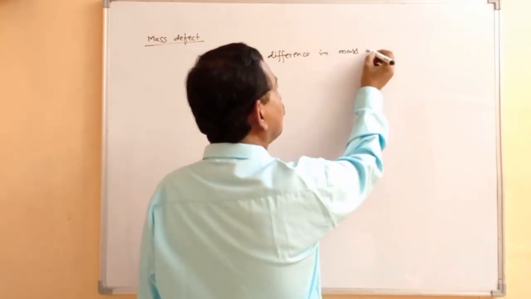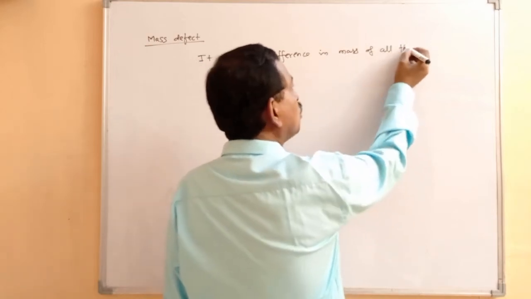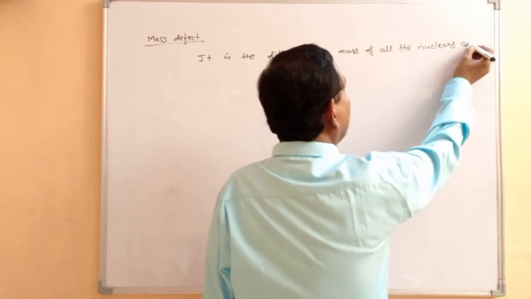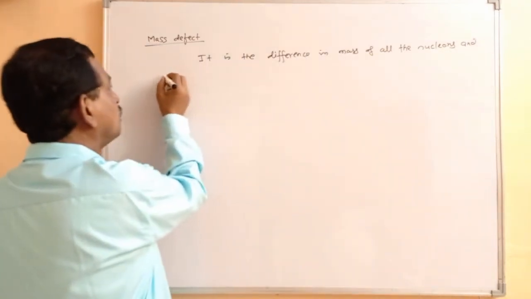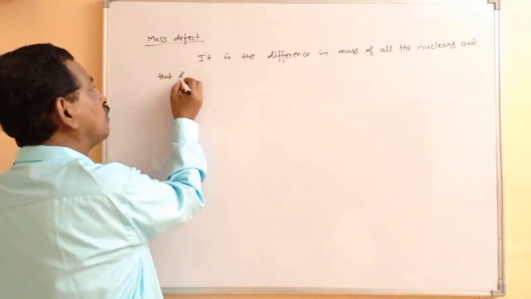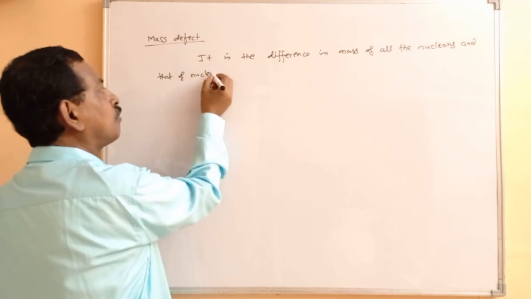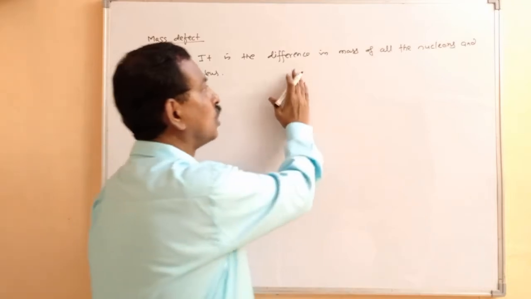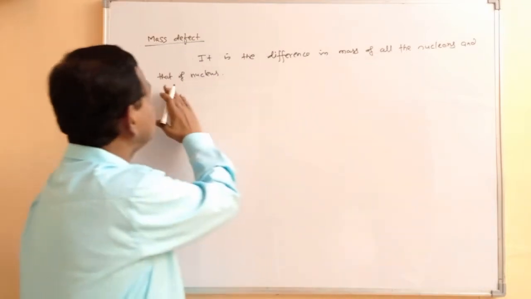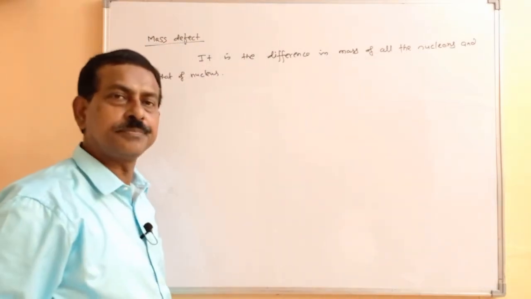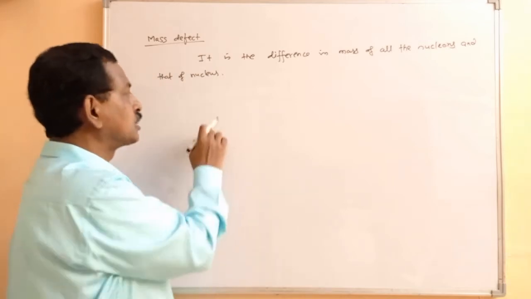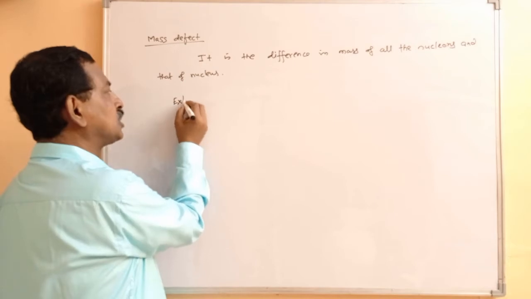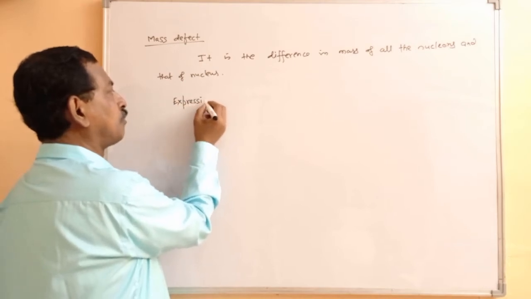of all the nucleons and that of the nucleus. So the difference in mass of all the nucleons and that of the nucleus. Let's take the expression for this mass defect.